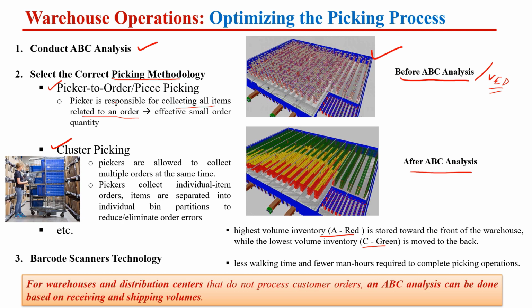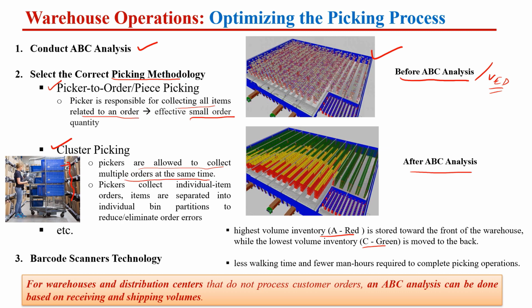This approach of picking the SKUs from the warehouse or the store is effective if the order size is small. But if the order size is large, then it may not be a good approach. The other approach is the cluster approach. Over here, the picker is allowed to collect multiple orders at the same time. Which means we can pick multiple orders.